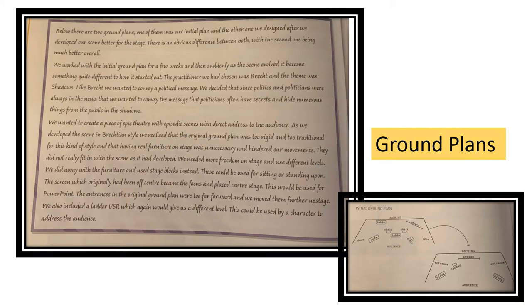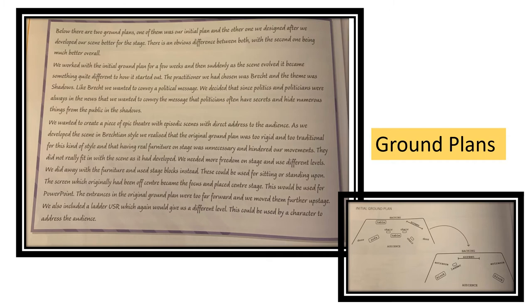Another way could be ground plans, couldn't it? So by ground plans, we mean drawings of where the stage will be and what will be on the stage. So let's have a look at what they said. Below there are two ground plans. One of them our initial plan and the other we designed after we developed the scene better for stage. There is an obvious difference between both, with the second one being much better overall.